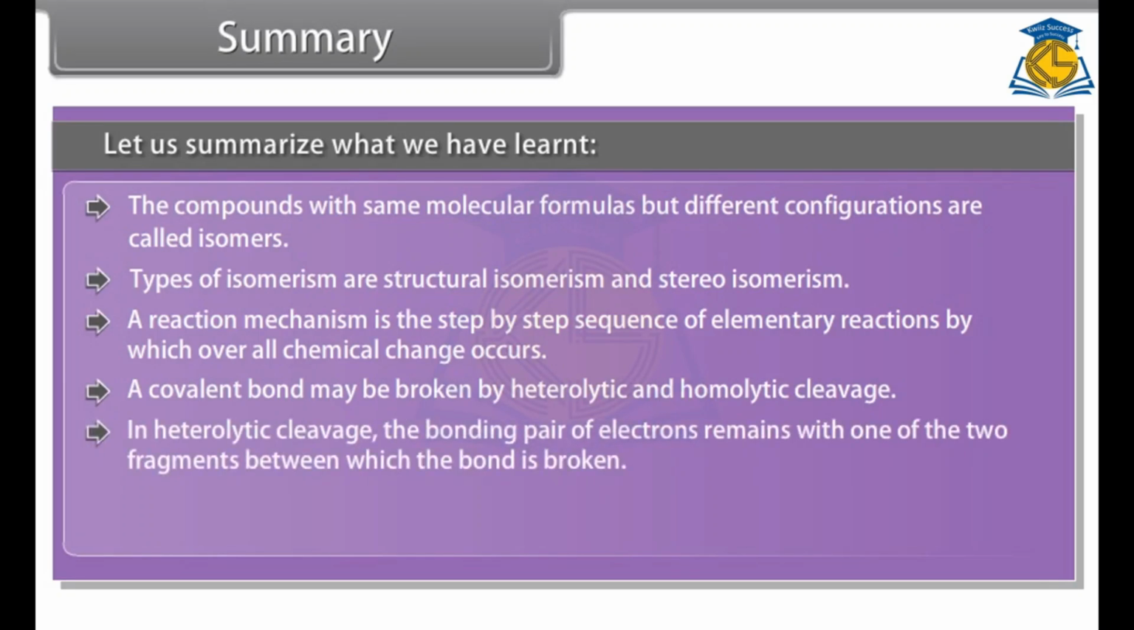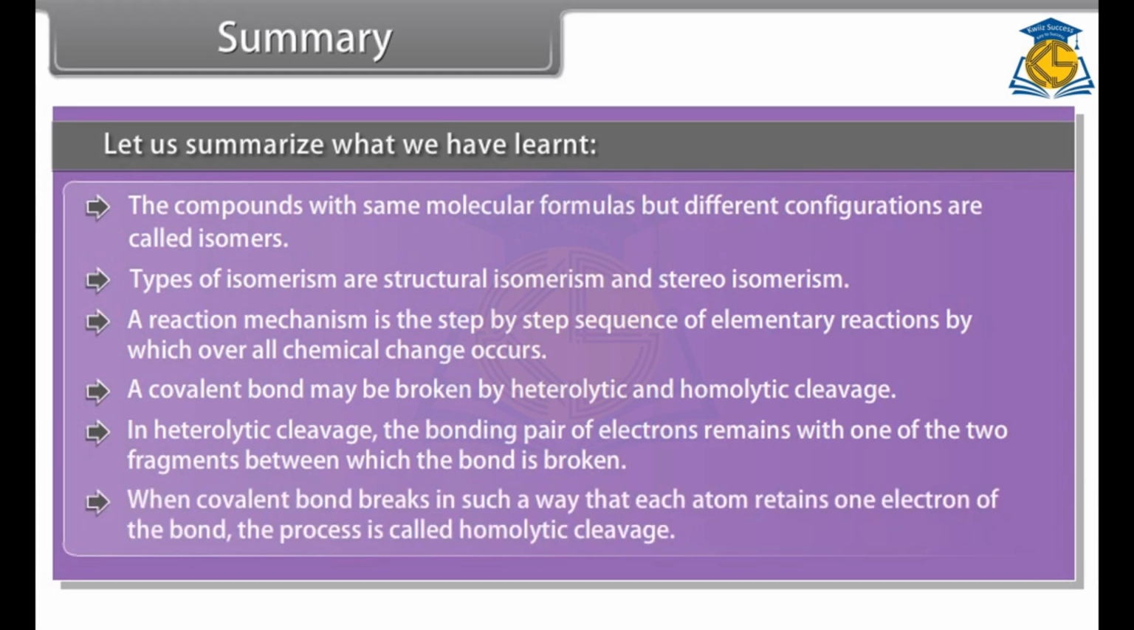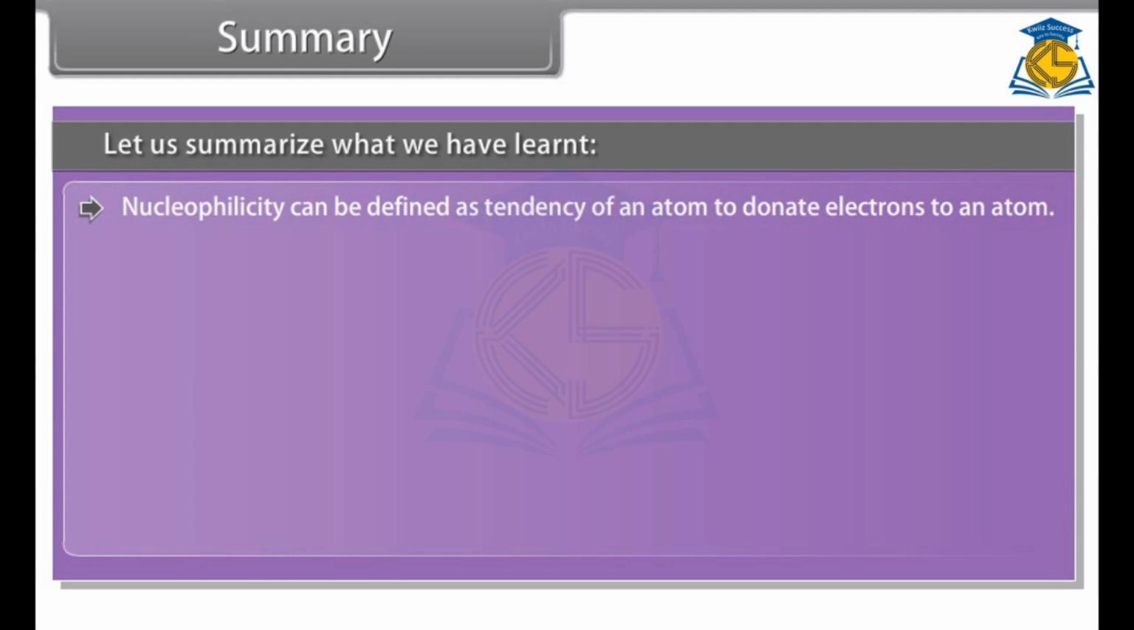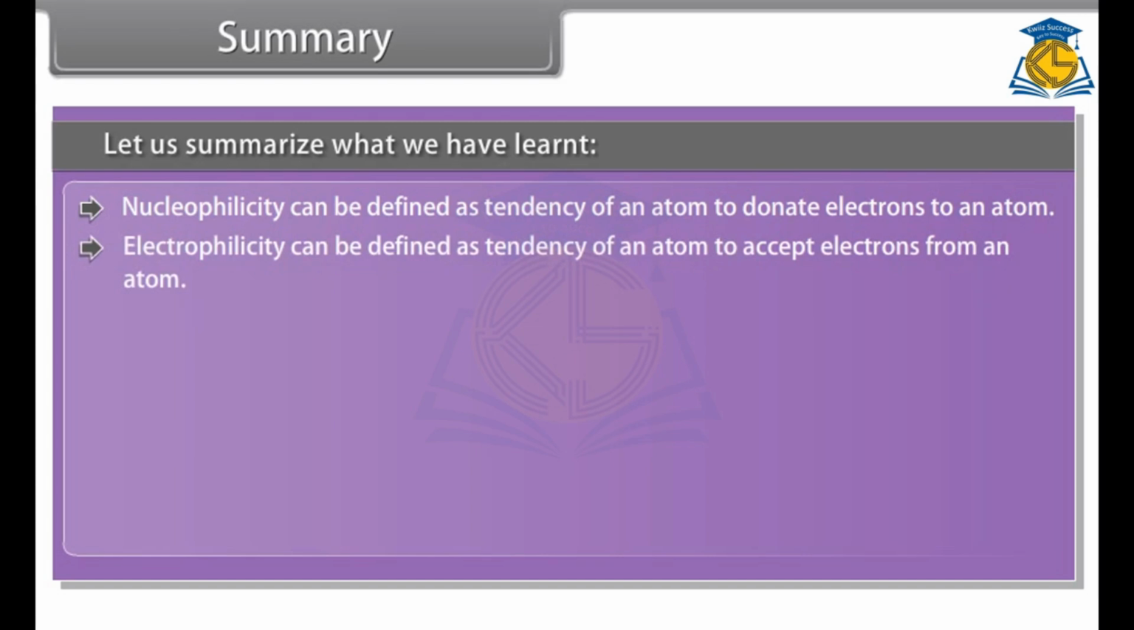In heterolytic cleavage, the bonding pair of electrons remains with one of the 2 fragments between which the bond is broken. When a covalent bond breaks in such a way that each atom retains 1 electron of the bond, the process is called homolytic cleavage. Nucleophilicity can be defined as the tendency of an atom to donate electrons to an atom. Electrophilicity can be defined as the tendency of an atom to accept electrons from an atom.